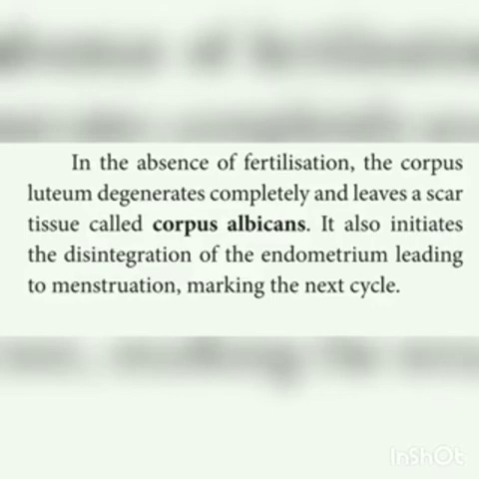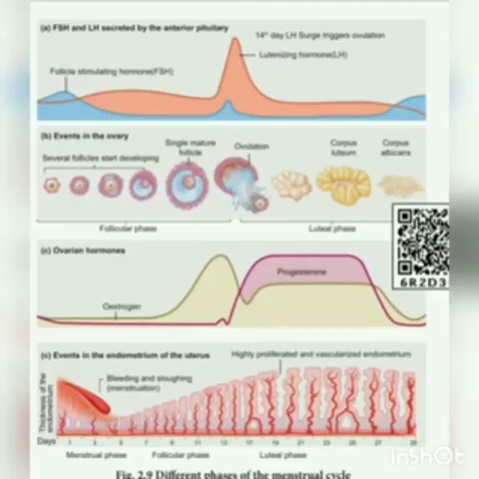In that you have to write what is corpus albicans. In the absence of fertilization, the corpus luteum degenerates completely and leaves a scar tissue called corpus albicans. No need to write polycystic ovary syndrome. So you write up to this corpus albicans. If possible, you can draw the diagram also. Okay.